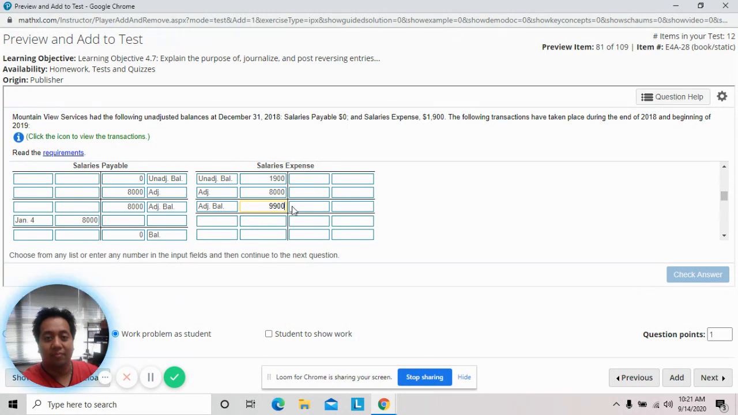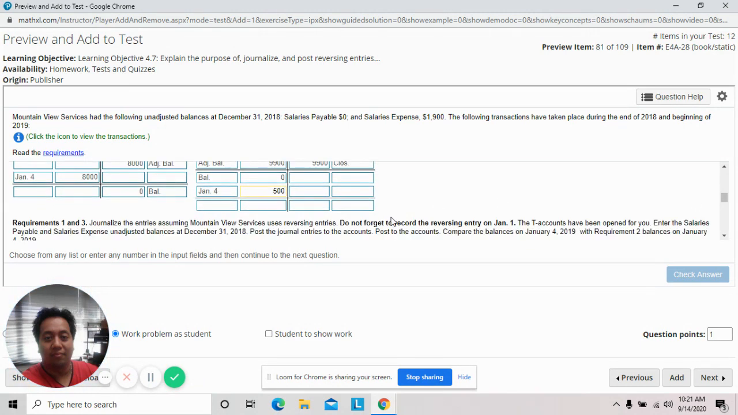I made a close of $9,900, as you saw with the journal entry. I end up with a balance of 0. But then I had a transaction on January 4th of $500, as you saw in our last journal entry. And I'm left with a balance of $500 on the debit side.